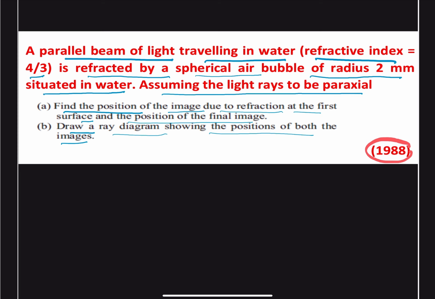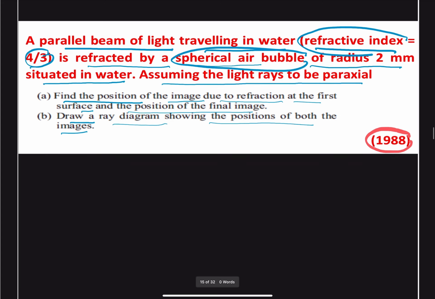So here we are given that we have an air bubble inside the water, which refracts the light. The refractive index of the water is given as 4/3, and the radius of the air bubble is given as 2 millimeter.